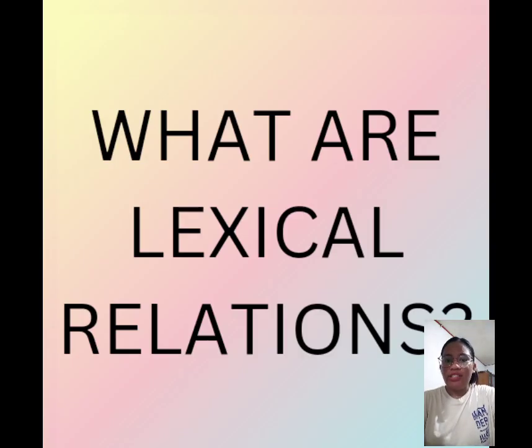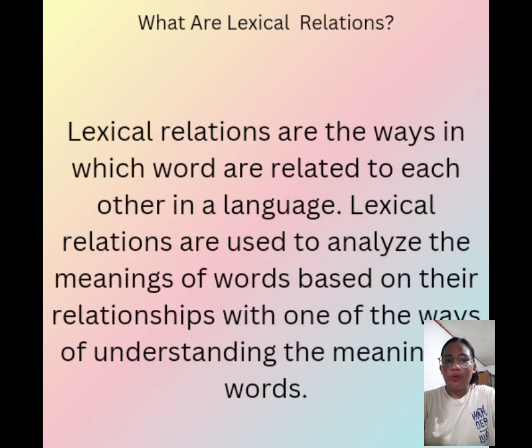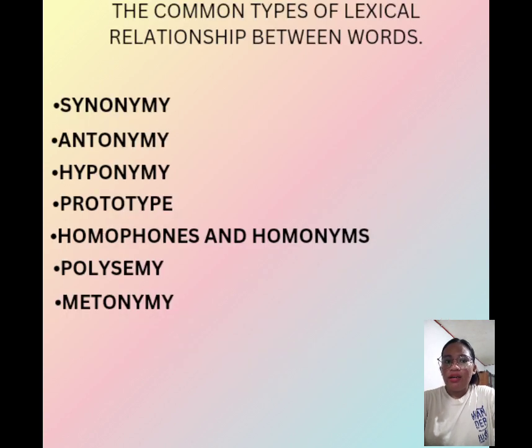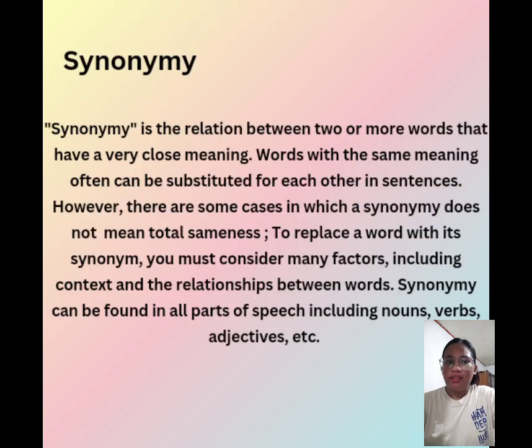What are lexical relations? Lexical relations are the ways in which words are related to each other. In a language, lexical relations are used to analyze the meaning of words based on their relationship with one another. In fact, they are one of the ways of understanding the meaning of words. Here are the common types of lexical relationships between words. There are synonymy, antonymy, hyponymy, prototypes, homophones and homonyms, polysemy, and metonymy.